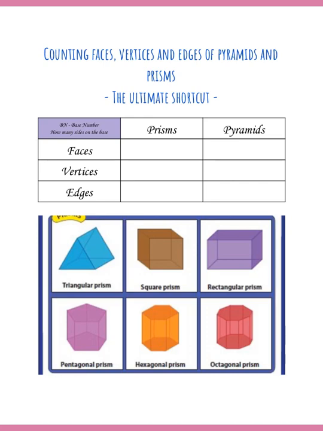So the base number in a triangular prism will be 3. The base number on a square or a rectangular prism will be 4. The base number on a pentagonal prism is 5. A hexagonal prism will be 6 and an octagonal prism will be 8.